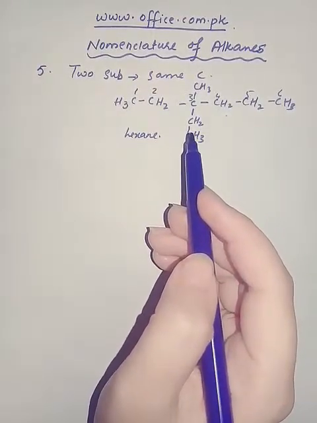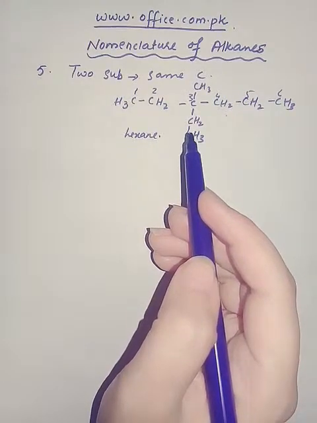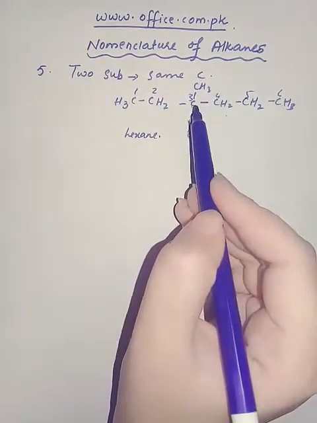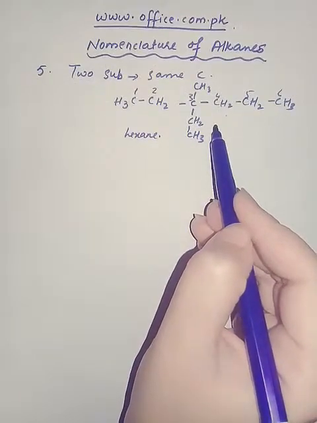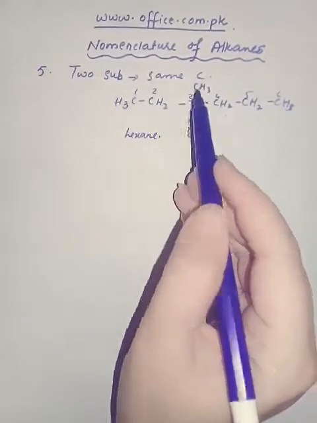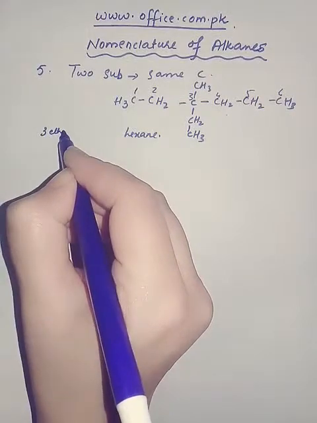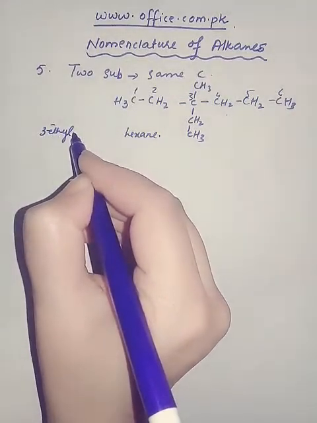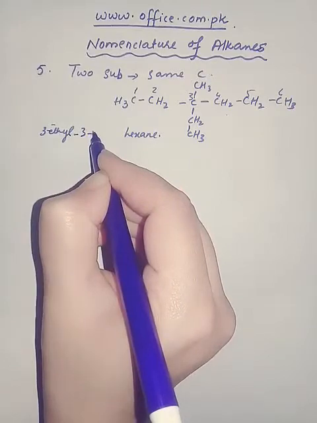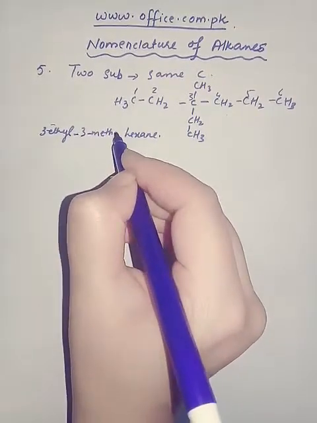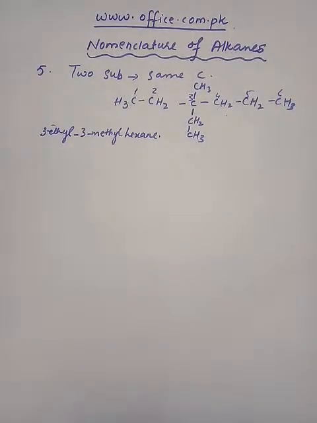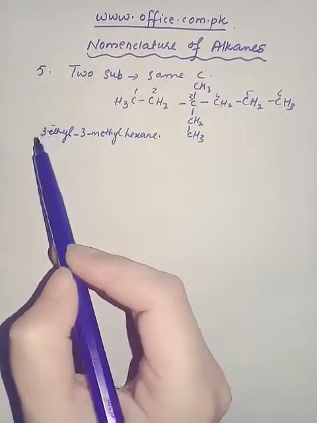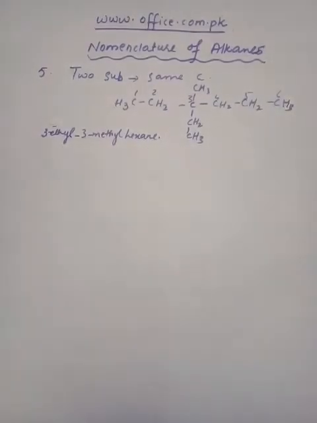Again, you have to keep in mind the alphabetical order. So this will be 3-ethyl, as E comes before M. So this will be 3-ethyl, 3-methyl hexane. It means that when two substituents are present on the same carbon atom, you will use that number twice. It will not be like 3-ethyl methyl. It will be 3-ethyl, 3-methyl hexane.